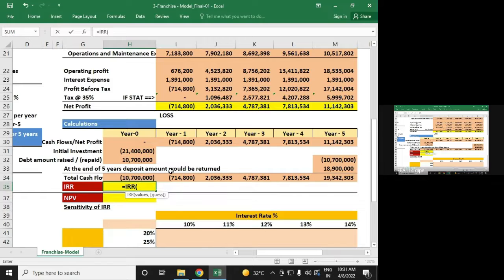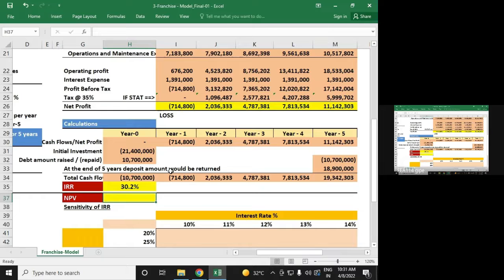Everybody, online students, have you got the numbers? Till here, 30.2% comes out to be my IRR. Okay, got it.